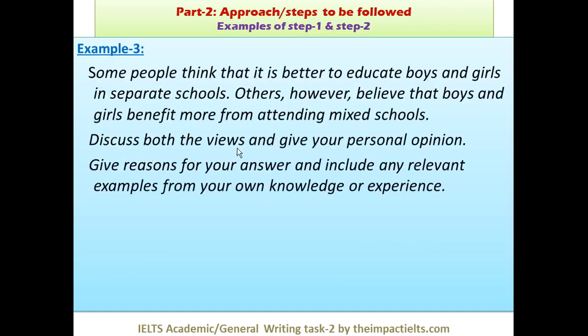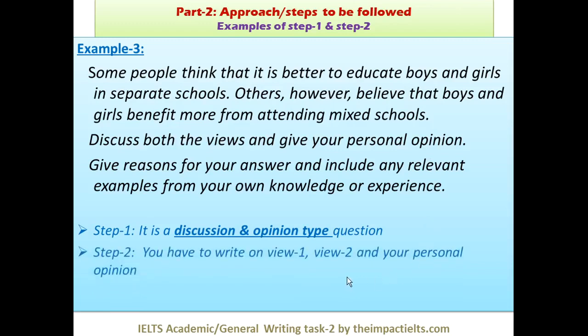Third example: discuss both the views and give your personal opinion. So they're asking for discussion, and also your personal opinion. Now, discussion, opinion, right? That's the trick. In 20 seconds, in 10 seconds, you can understand it is a discussion and opinion type question, and I have to write on view 1, view 2, and I have to give my personal opinion. So I think you must have understood.